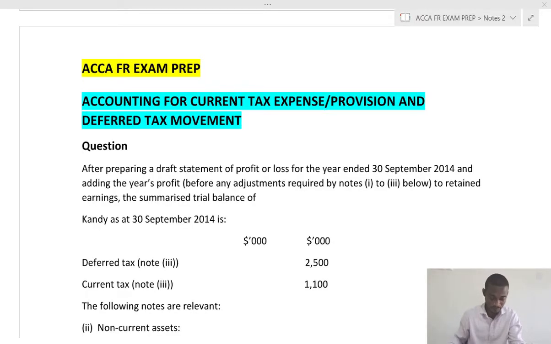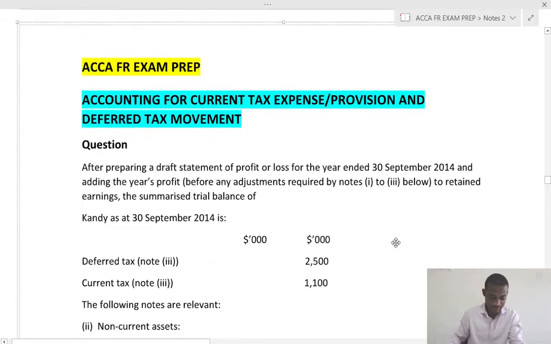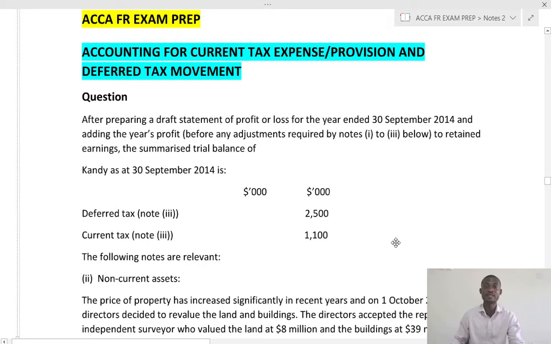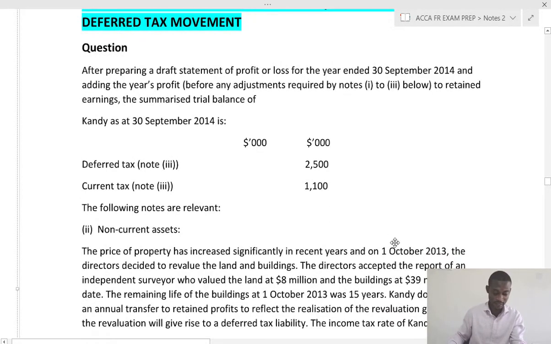My name is Eden. In this video, I will be taking you through how to account for current tax or current tax provision and the deferred tax movement. So let's look at the details of this question. Now, this is an extract from a full single entity question. So I'll take you through the details.